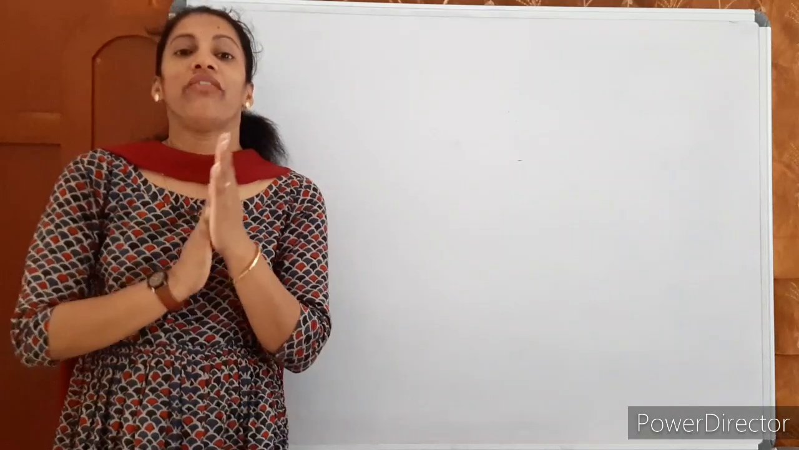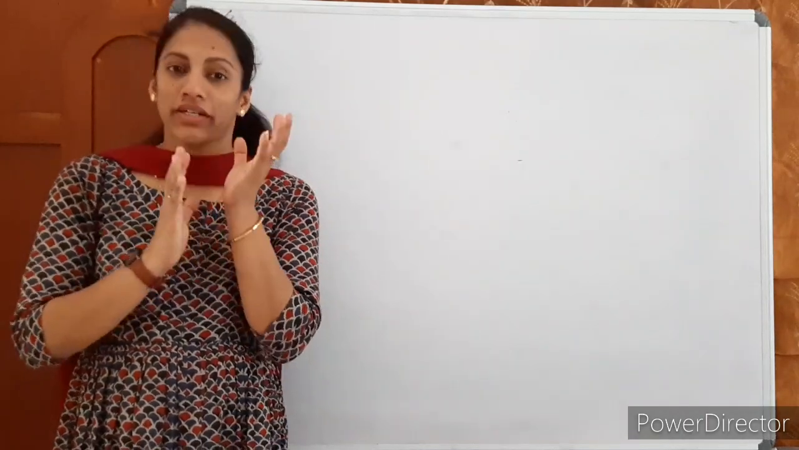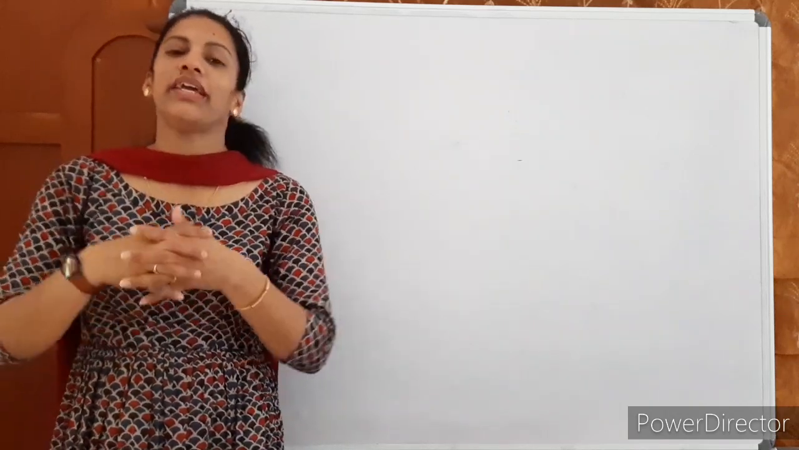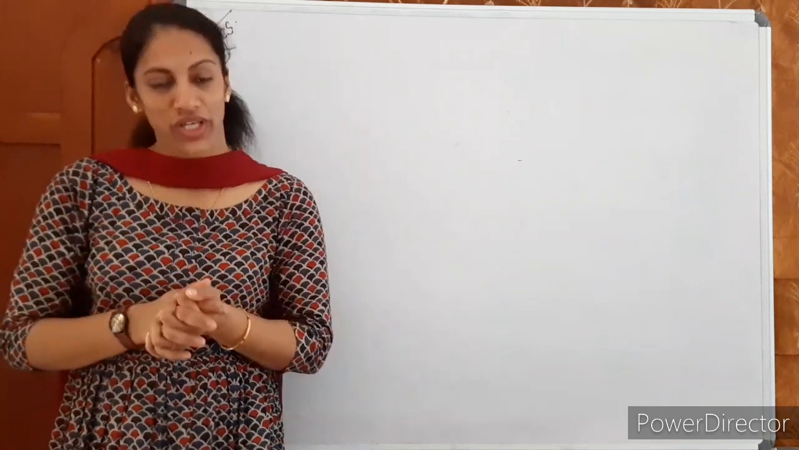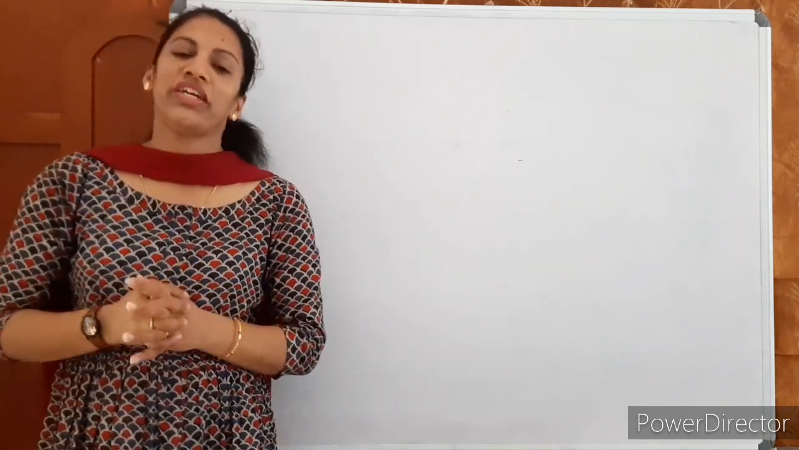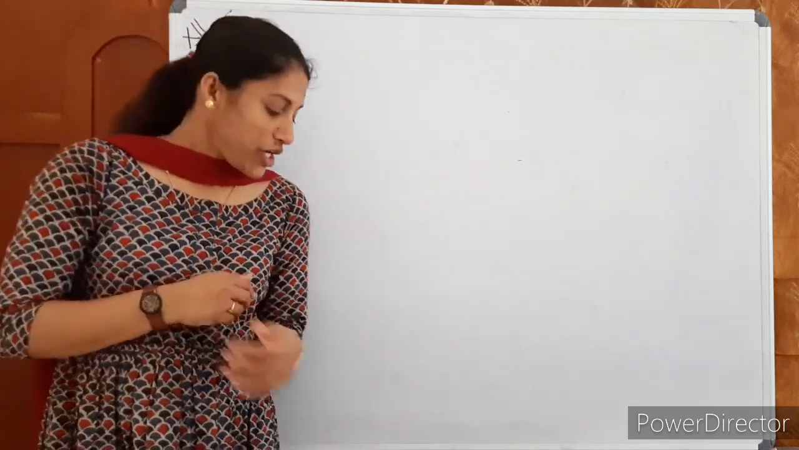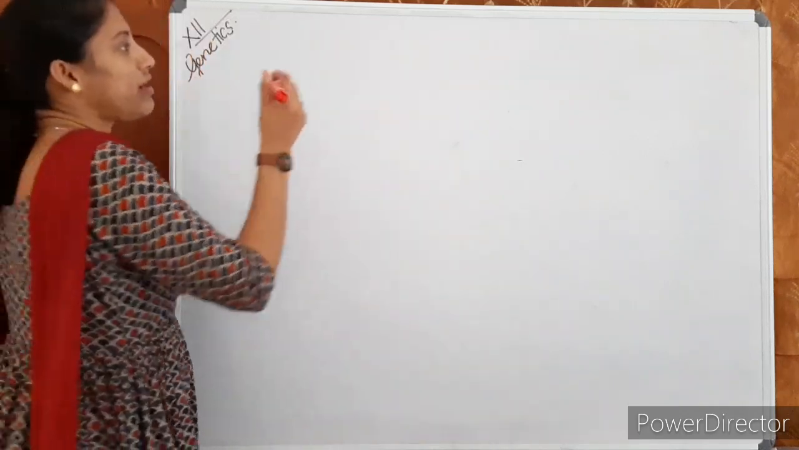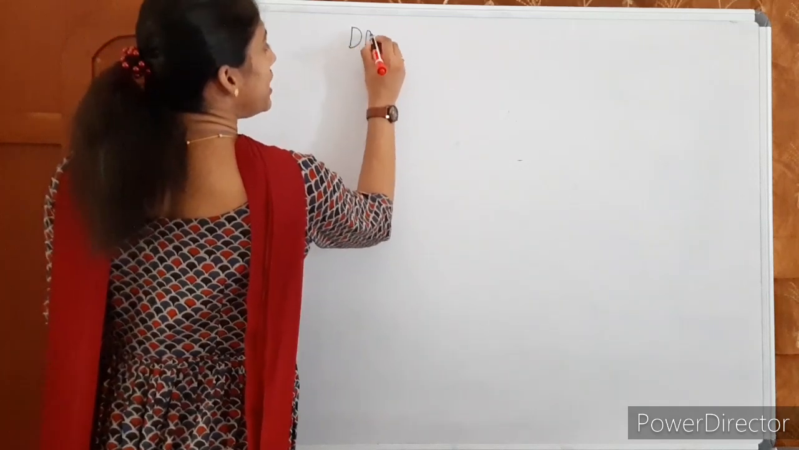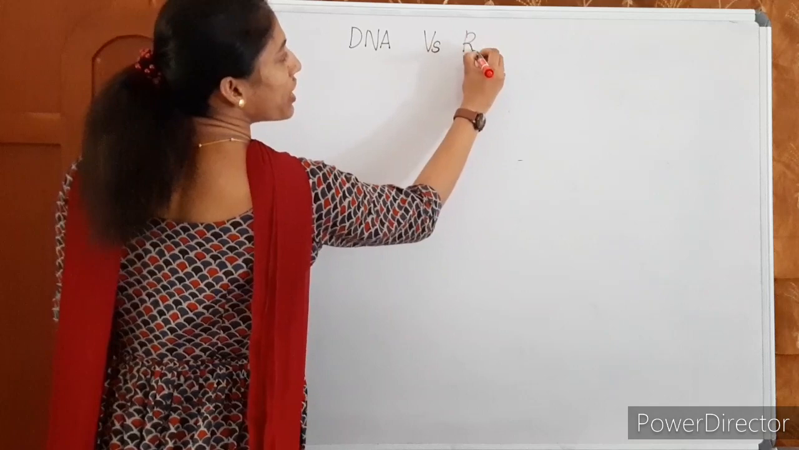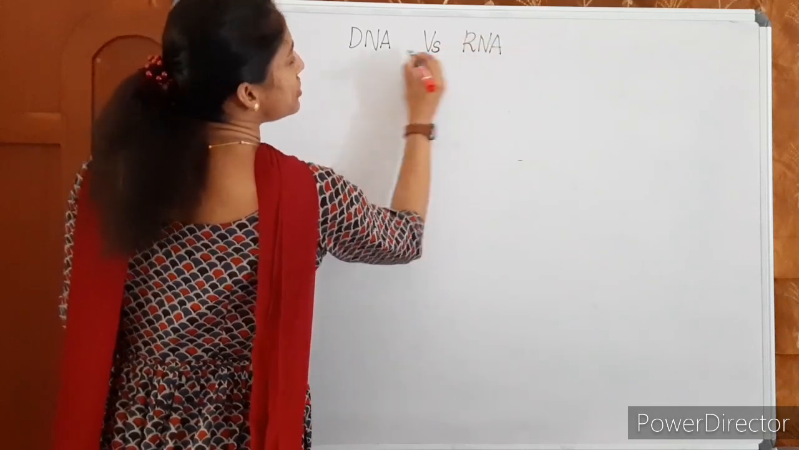We have a confirmation experiment, the experiment which unequivocally proved DNA as genetic material, that is by Hershey and Chase, Alfred Hershey and Martha Chase. Before moving to that experiment, you know DNA is the main genetic material, and also in some organisms RNA is the genetic material.